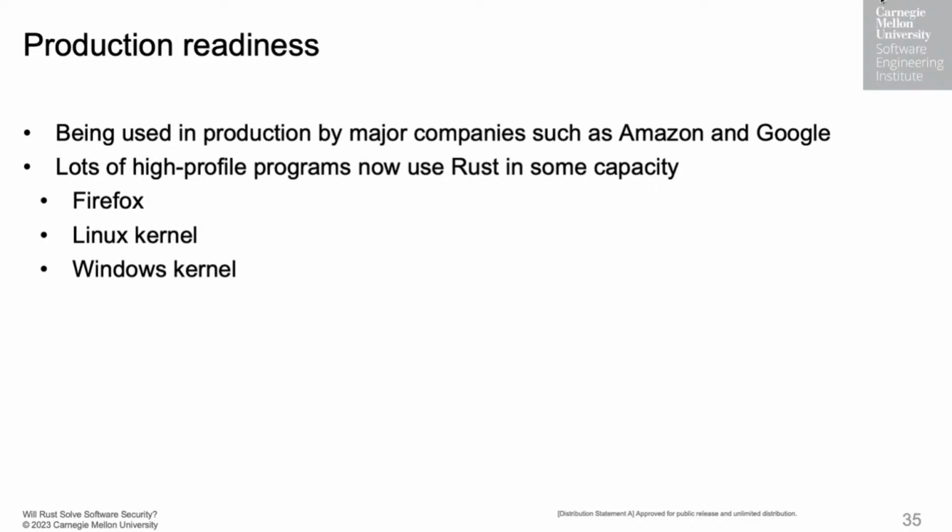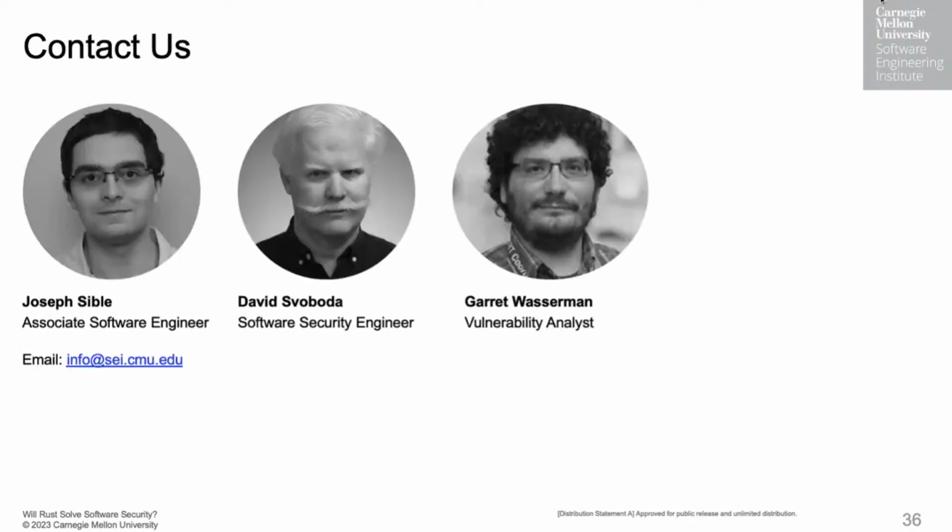Companies like Amazon and Google are using Rust in production too. I think this is enough examples here to show the world has accepted this as a commercial production-ready language. It's not an experimental thing anymore. So that's basically all we had. So if you have any final questions, now's the time.